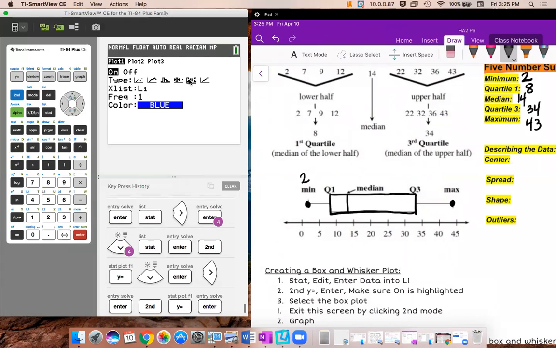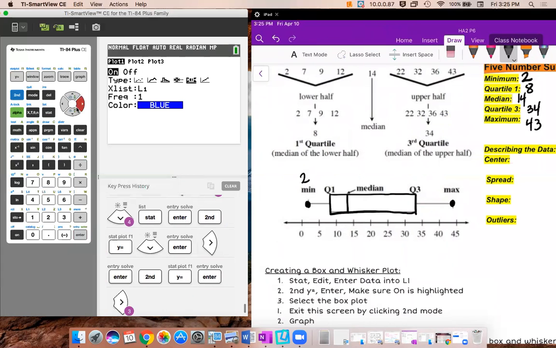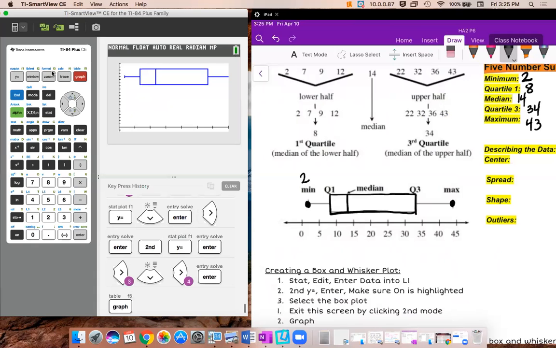And then I'm going to go do a box and whisker plot. It's already highlighted for me, but if it's not for you, you're going to arrow over here and highlight this box and whisker plot and click enter. And then when you go to graph, you're going to see this, and you may not see it.